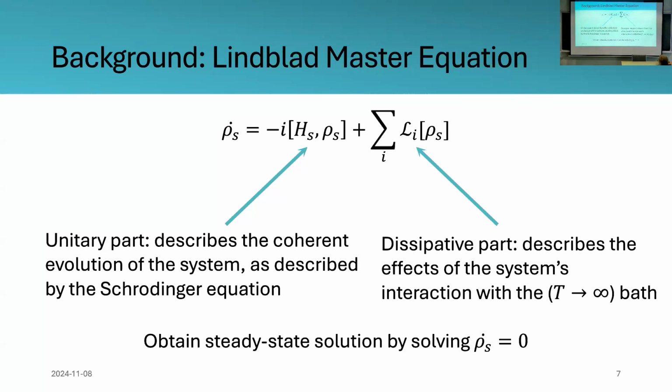Then there's also a dissipative part that describes the effects of the interaction with the environment or the bath on the system dynamics. So including the dissipative part will dampen those Rabi oscillations I just mentioned until you reach some flat steady state. And to obtain this steady state solution, you would solve this Lindblad master equation for the time derivative rho dot of the system equal to 0, which is what I'm doing for my own calculations.